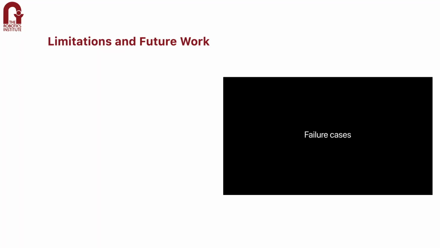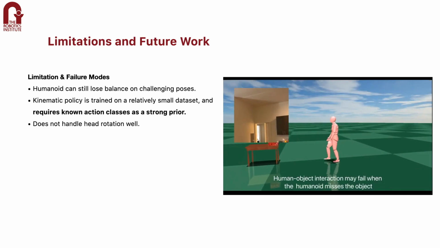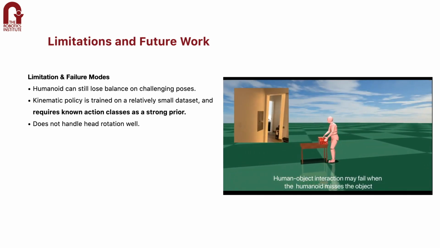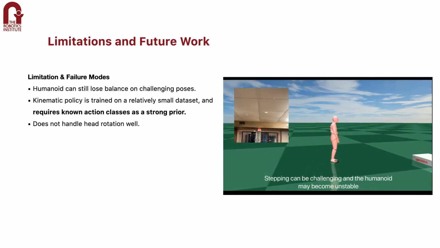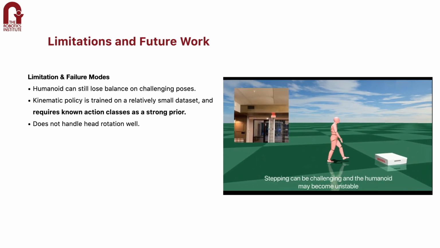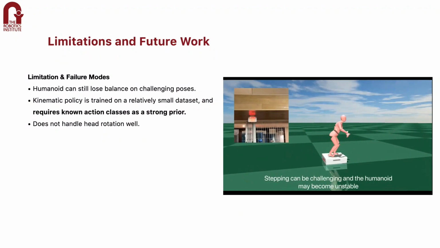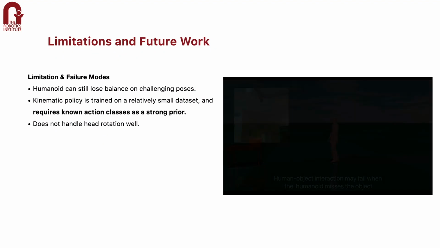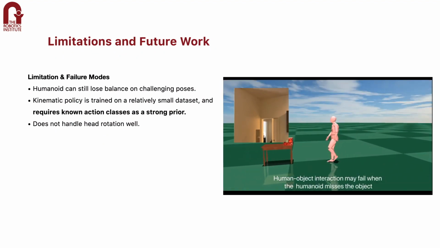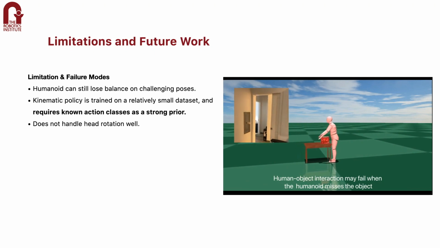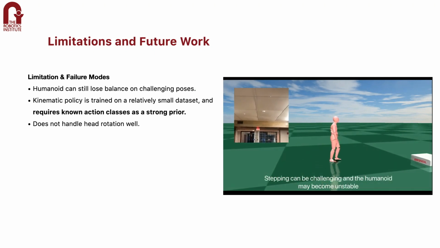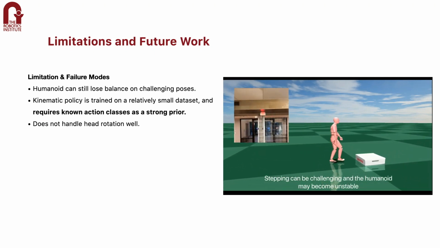Though our method outperformed the state of the art by a wide margin, our method is still limited. The humanoid can still lose balance on challenging poses, and we're training only on a small dataset and require known object and actions as a strong prior to constrain the problem and actually make it more solvable. Our method also does not handle head rotation well because we only have the front-facing view.